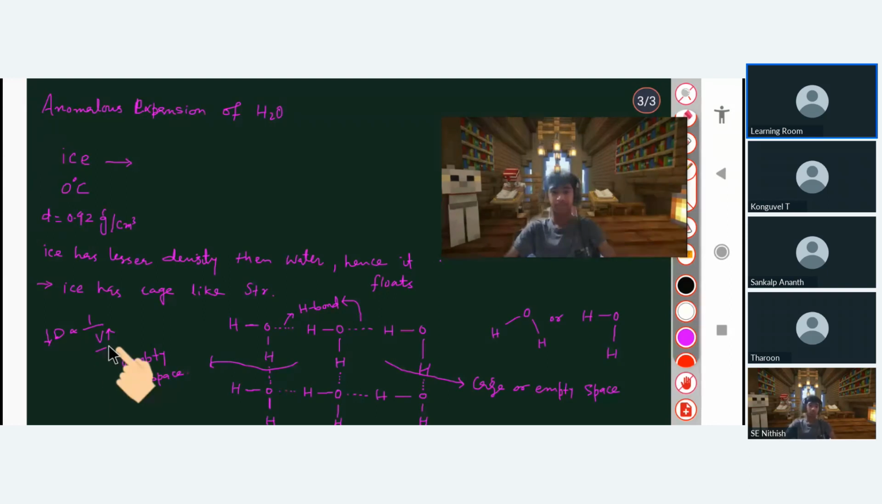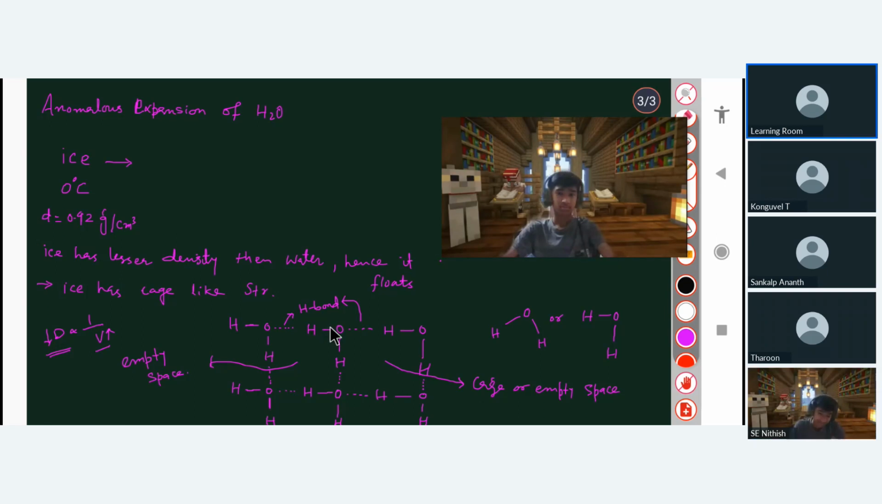So when volume is high, that means the density will be low. So that is why ice has lower density than water. Got it now? Yes, sir. This is a very important concept. I hope you will draw this structure. You will also study it in the higher classes, in the 11th class.